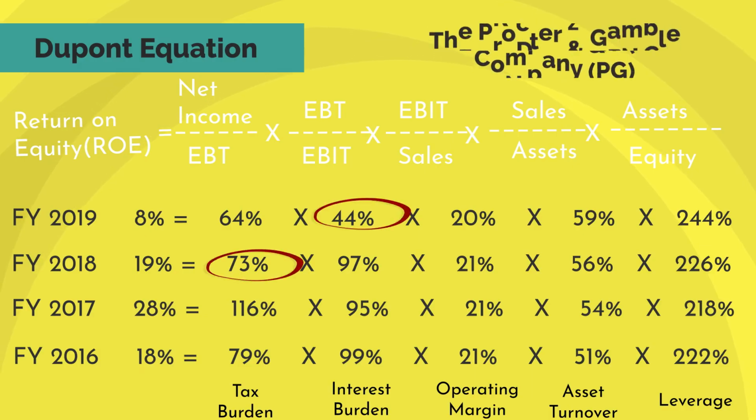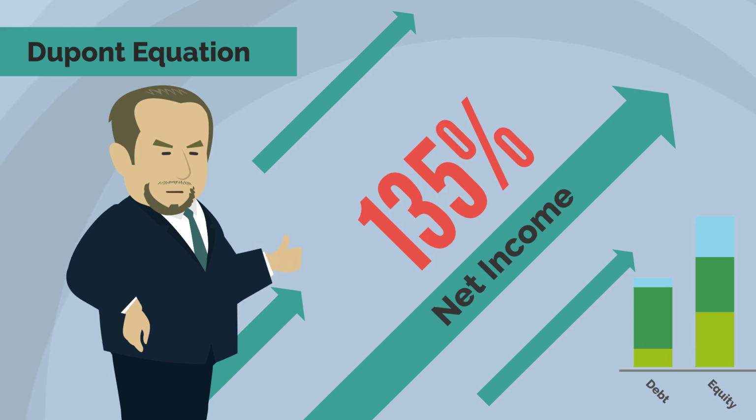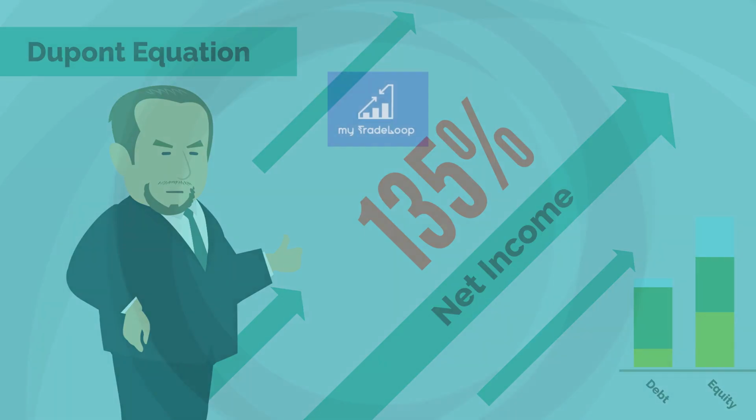From the calculation, it is clearly visible that for Procter & Gamble the last 3-year ROE is decreasing, in 2018 mainly due to tax burden, and in 2019 due to interest burden, while operating margin, asset turnover, and leverage more or less remain the same. Similarly, the DuPont equation can also be used to analyze the return on equity for two different companies.